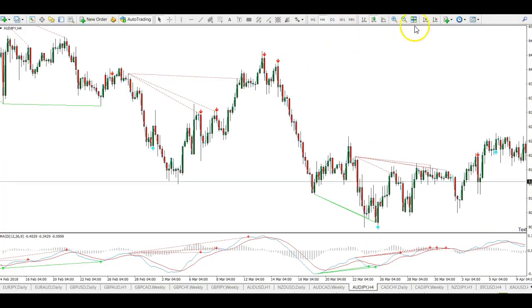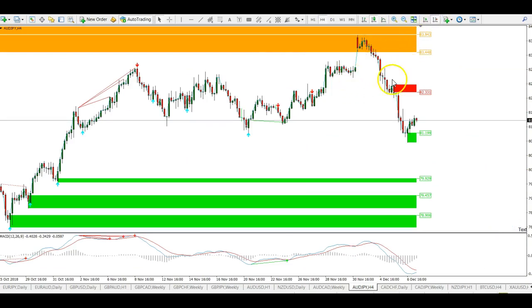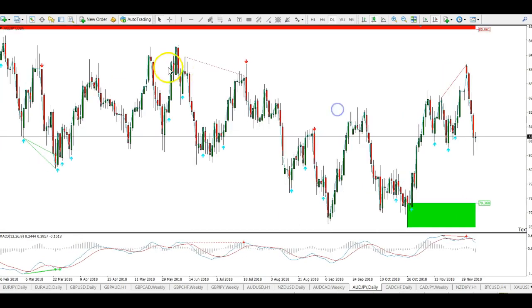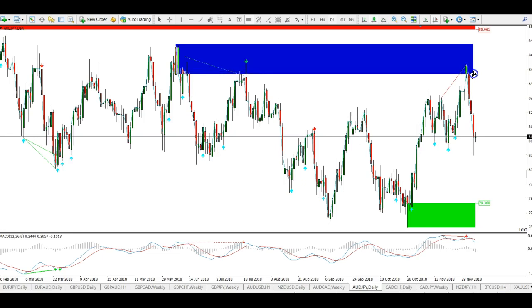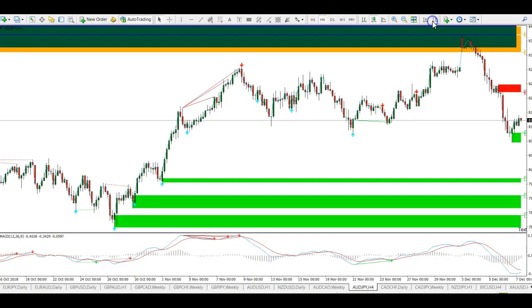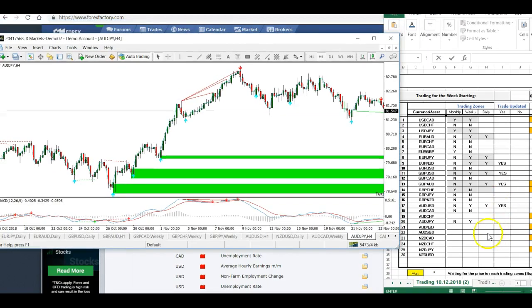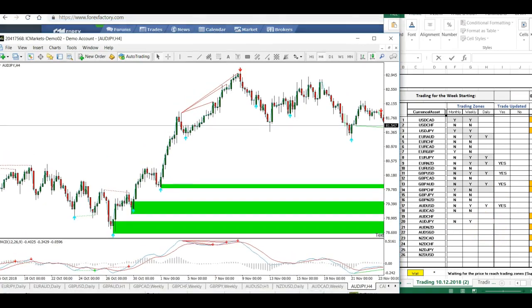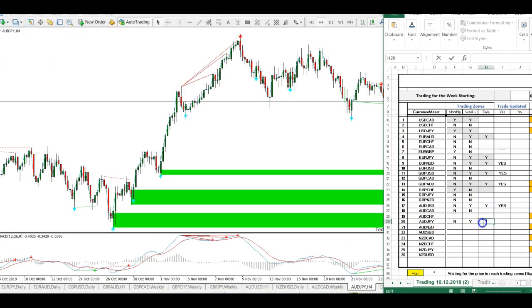This one here, yeah. Okay. This is technically a daily area here for me. Just looking at all this moving here. This is all a daily area with all these 4 hour signals, 4 hour areas up here. So Aussie yen was a yes. Trade in play. Yes. We'll just fill this in.